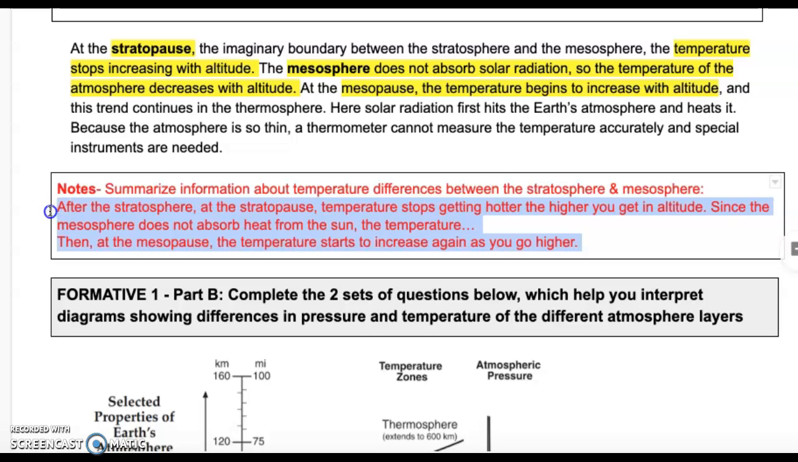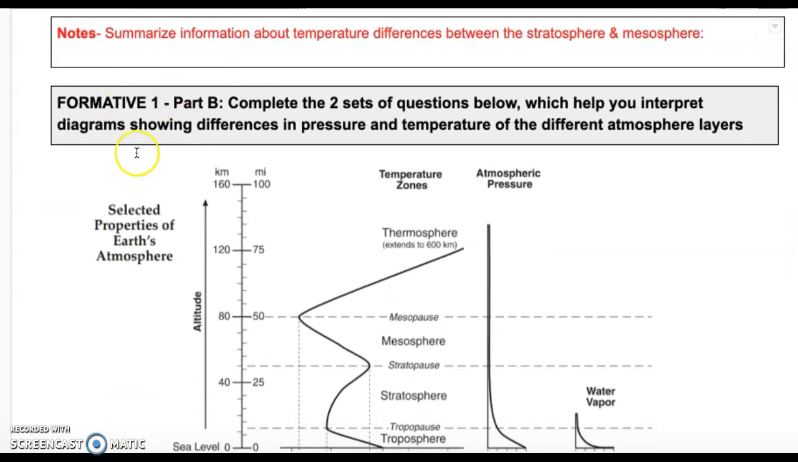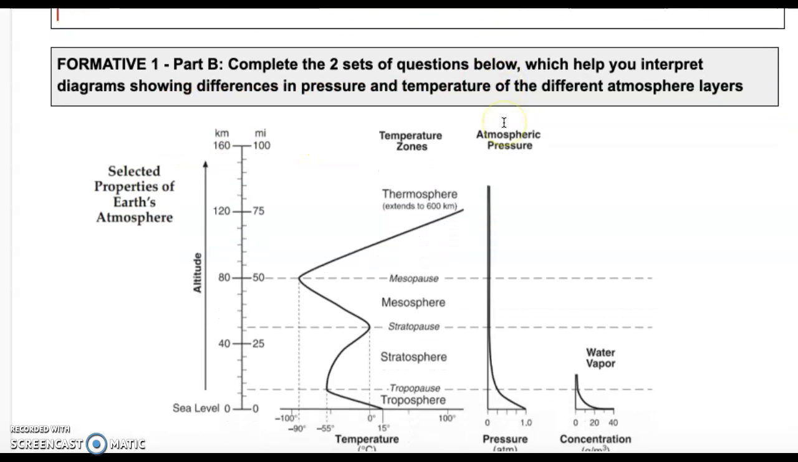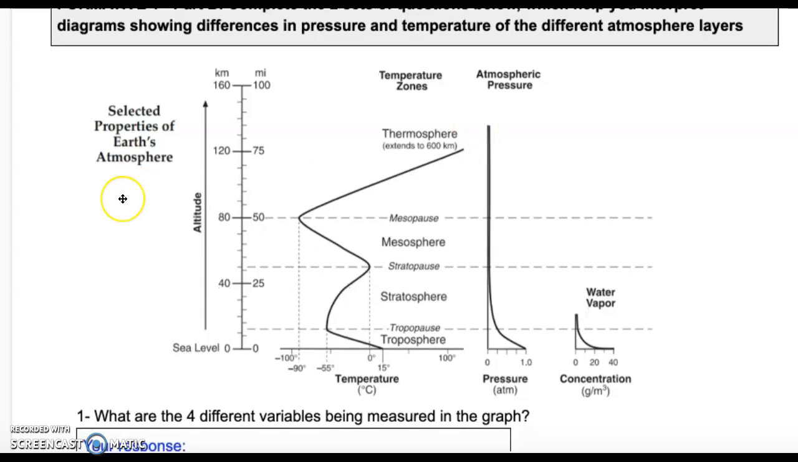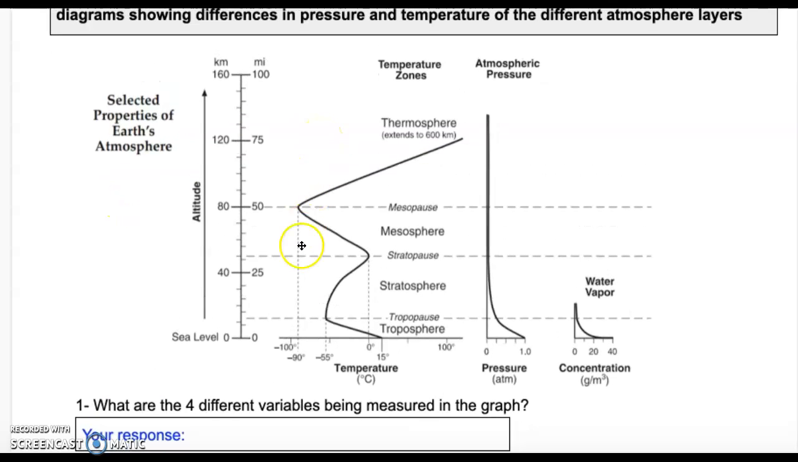Okay, so now that we're done reading, let's go and see what part B of this formative assessment is. Complete the 2 sets of questions below, which help you interpret the diagram by showing differences in pressure and temperature between the different atmosphere layers. Okay, so I see this. It's showing me the temperature, the pressure, the concentration of each layer, the troposphere, stratosphere, mesosphere, and thermosphere, as you go up in altitude. And it's showing me kilometers, or if you prefer miles, miles.